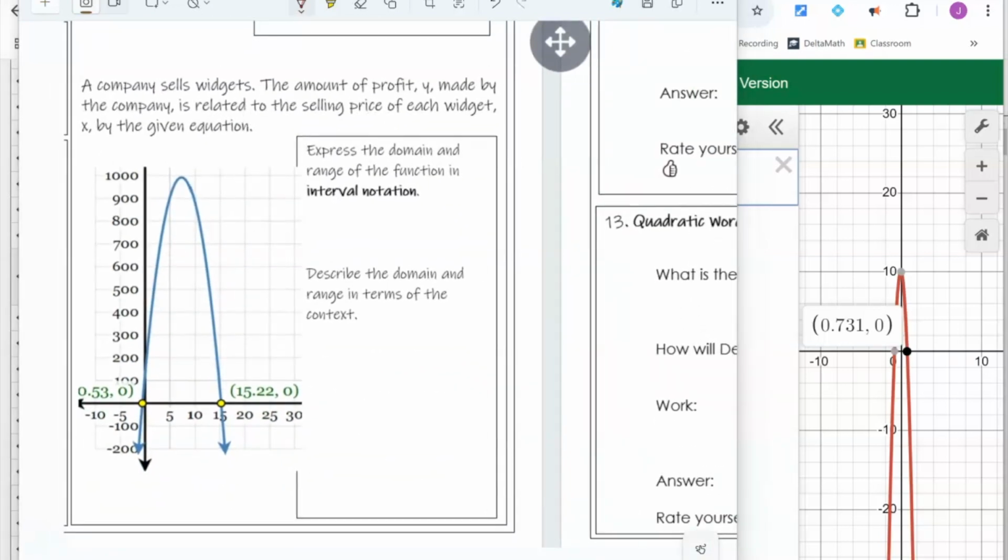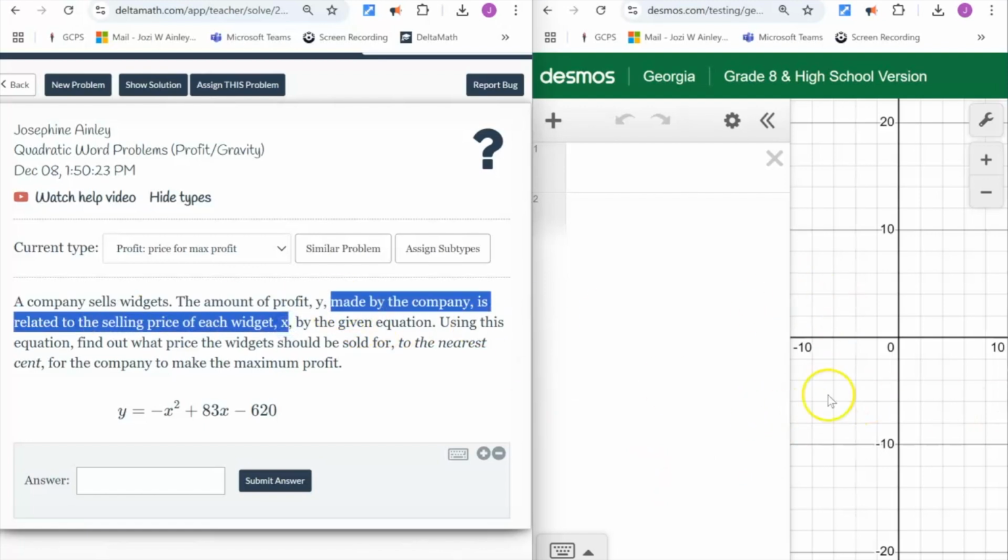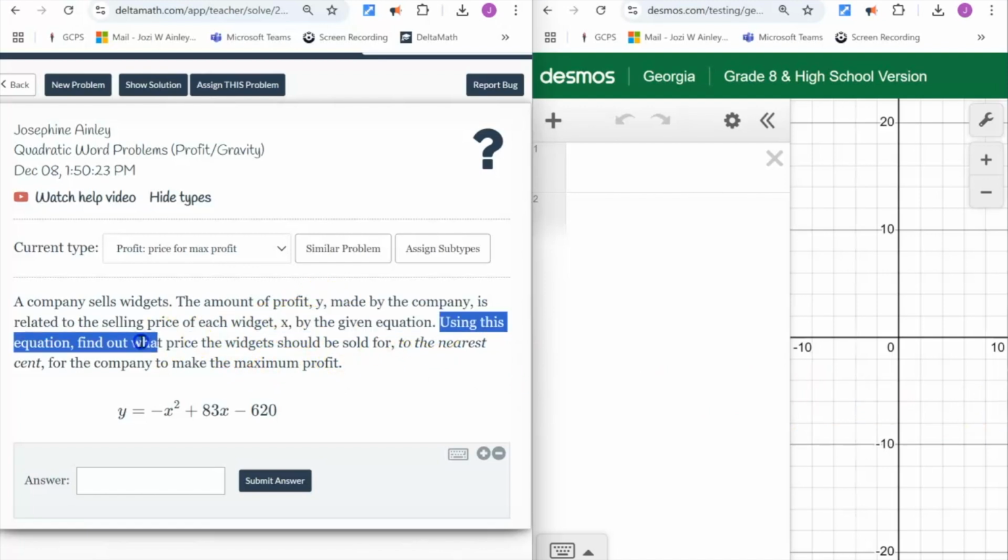Let's practice. All right, so we're going to take a look at quadratic word problems. Whenever you're given a word problem, just remember it is in the context of whatever the word problem is talking about. So a company is selling widgets, the amount of profit Y. So they're telling you the Y-axis means profit made by the company is related to the selling price X. So the X-axis is the selling price, the Y is the profit, and it's given by the following equation. Using this equation, find the price the widget should be sold for. So the question is going to change each time.